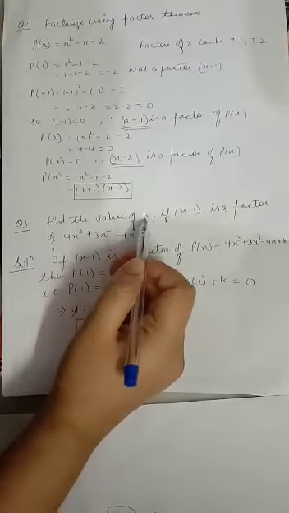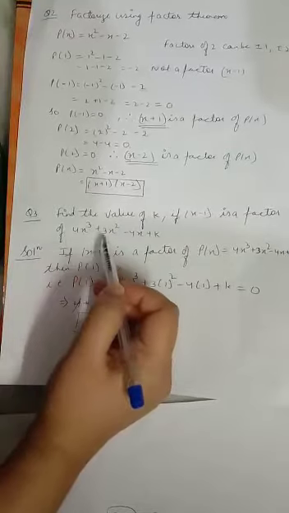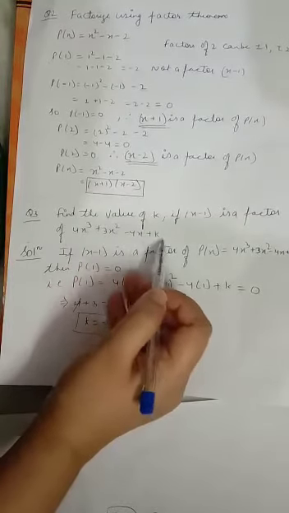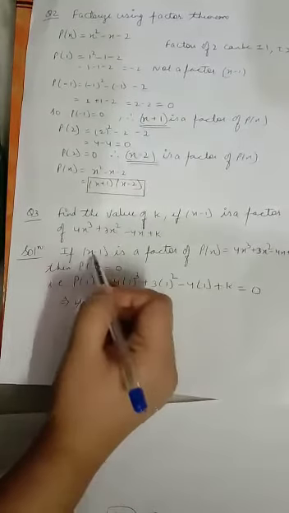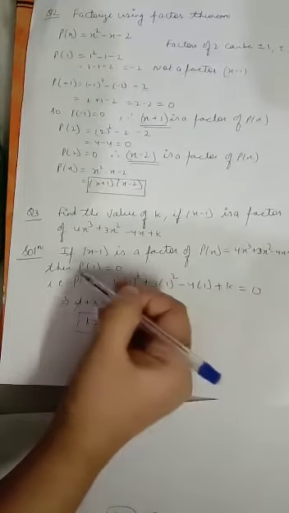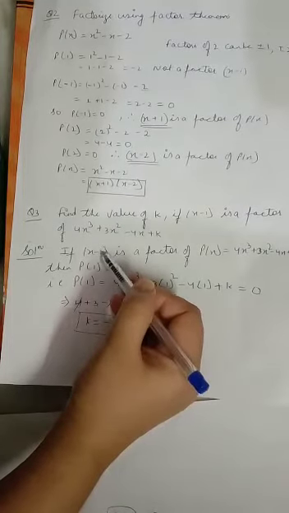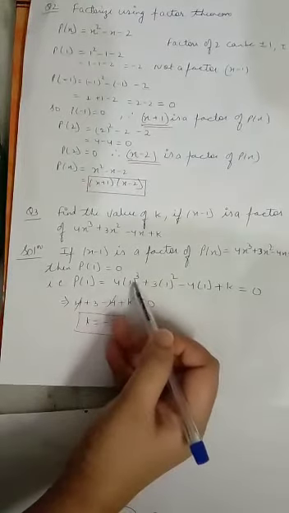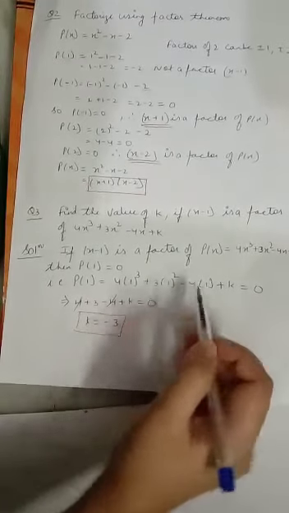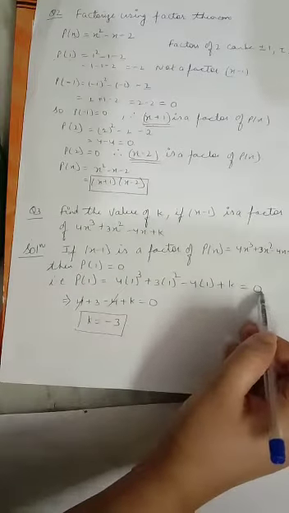Find the value of k if x minus 1 is a factor of f(x) = 4x cube plus 3x square minus 4x plus k. It has been already given that x minus 1 is a factor. If x minus 1 is a factor of this polynomial, then I can say that P of 1 is equal to 0, because x minus 1 is a factor. So P of 1 equals 0. P of 1 is equal to 4 times 1 cube plus 3 times 1 square minus 4 into 1 plus k, and it is equal to 0.